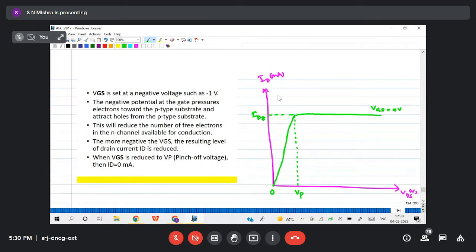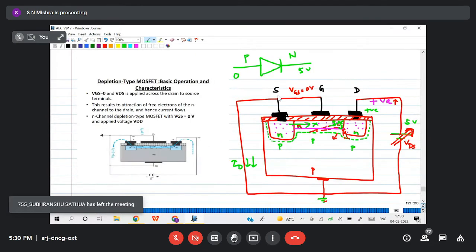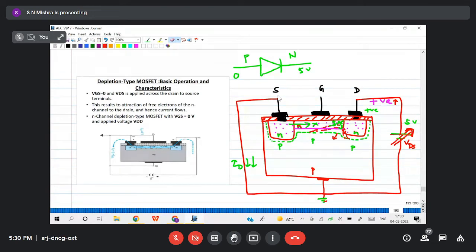Now we'll go for negative voltage. Now instead of this 0 volt, I'll give some positive voltage here. Sorry, negative voltage I'll apply. Negative voltage, so plus minus here. So let us take minus 1 volt.